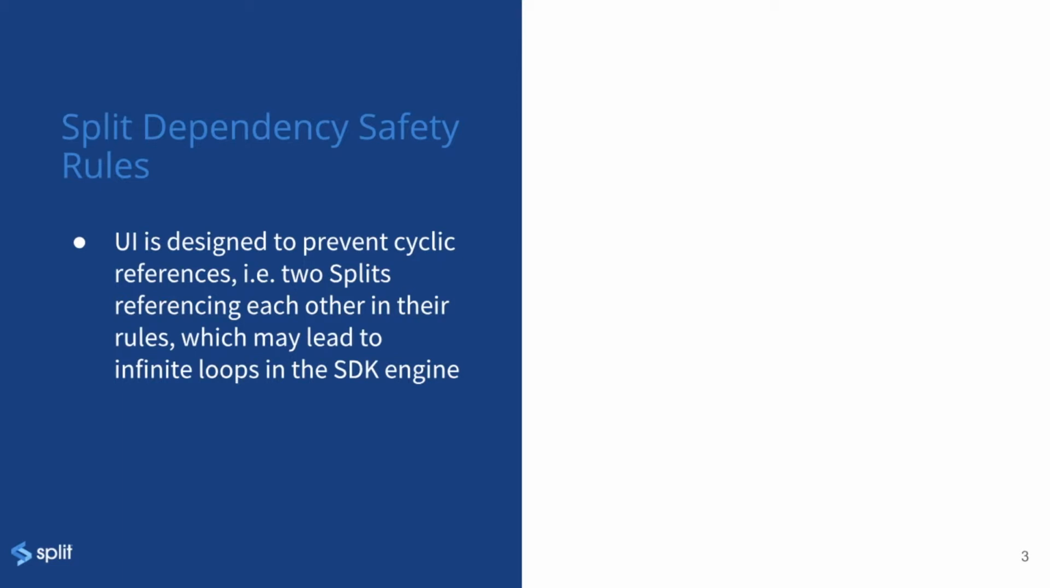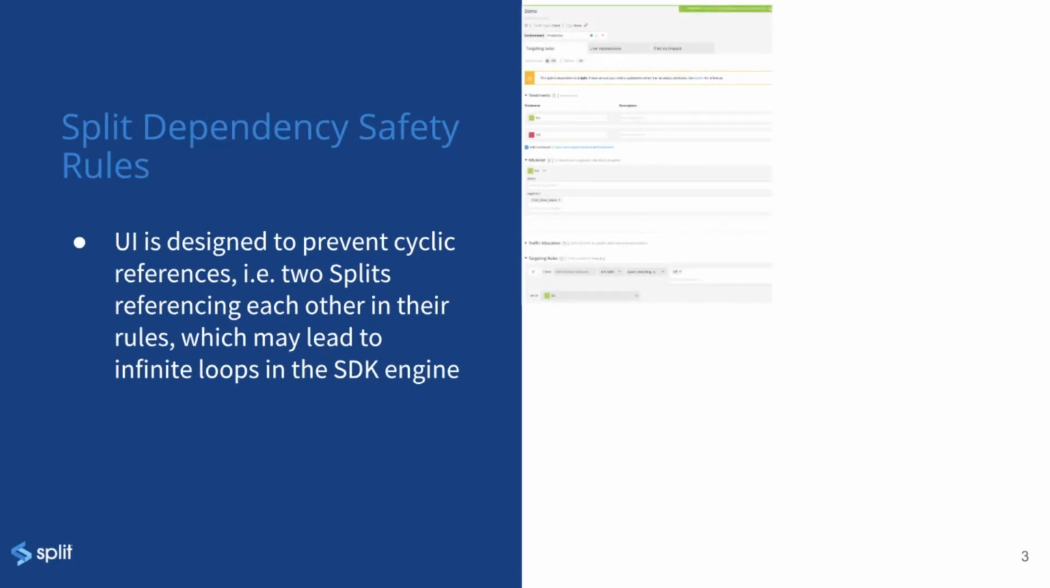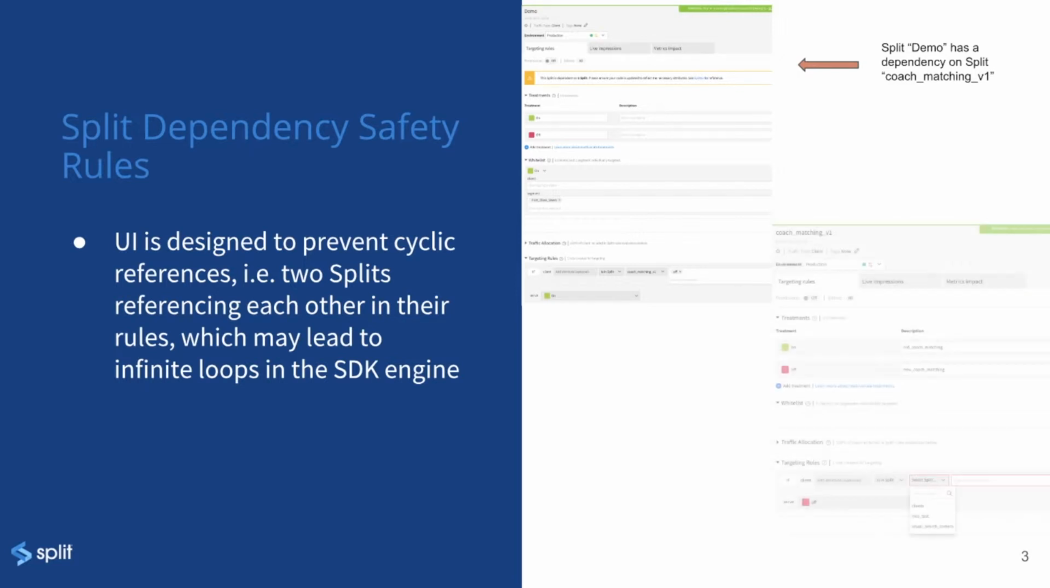There are a few dependency safety rules. The UI is designed to prevent any cyclic references, meaning if there is a split that is dependent on another one and the other split is dependent on the same split, they're going to go into infinite loops inside the SDK. That should not be allowed, and actually the UI will not allow it.